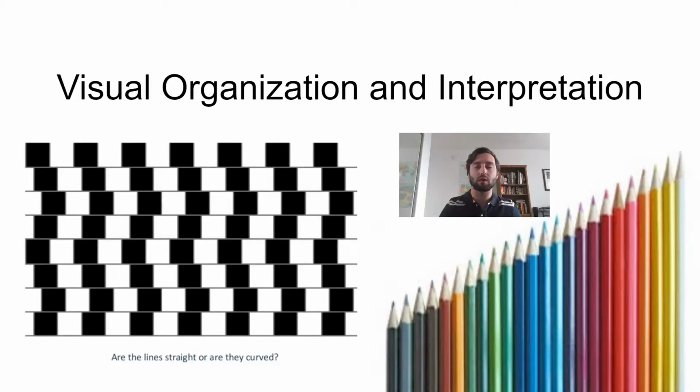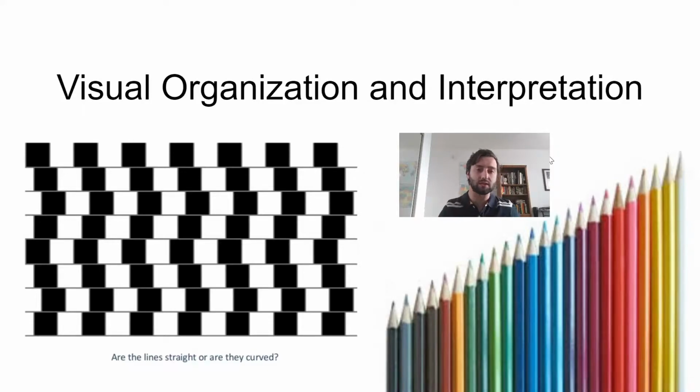And the way we're going to do that for the most part is using things like optical illusions or little tricks to try and figure out what the brain is actually doing. So one example of that is this image on the left here. If you can see the question at the very bottom, it says, are the lines straight or are they curved? And they're talking about the lines right here. Are they straight or are they curved?